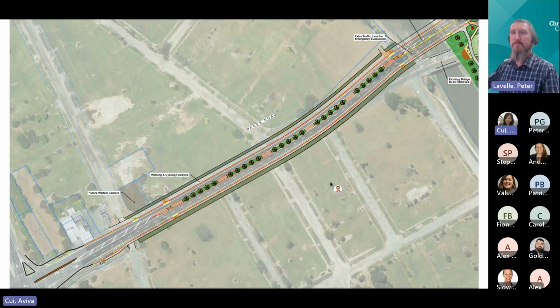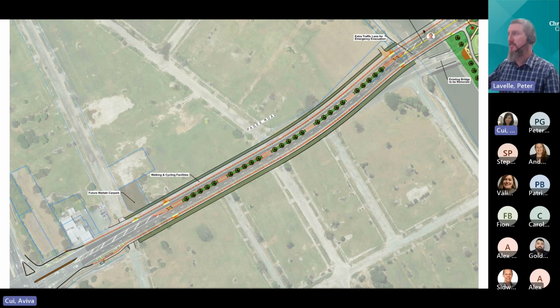Next slide, please. So this section of the scheme design shows Pages Road. As Nathan mentioned, Pages Road still has undulating carriageway and curbs that are damaged since back in 2011 earthquakes. So this section of Pages Road needs to be fully rebuilt and relined into the new bridge.